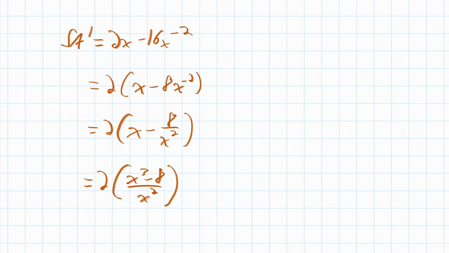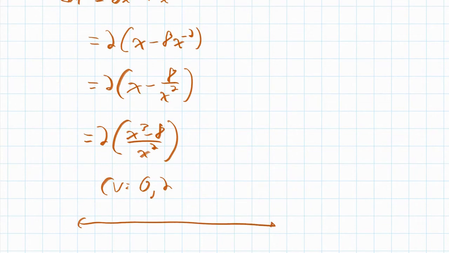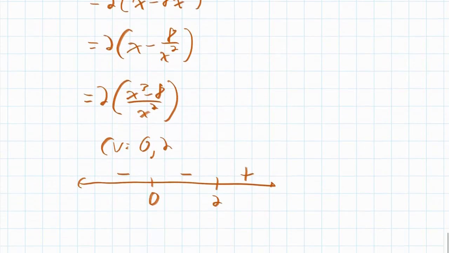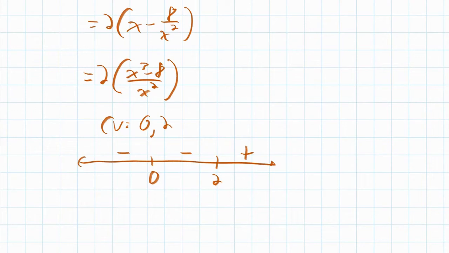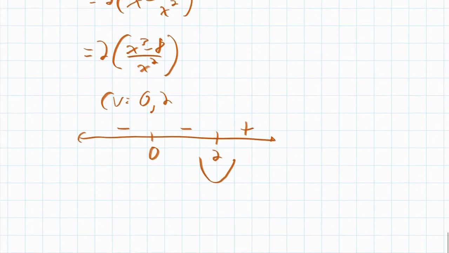So now I know that my critical values are 0 and 2, really. And let's just do a sign test on these, 0 and 2. If I plug in a super large number, I get a positive. Around 2, it's going to go negative, and then around 0, it's going to go negative again. So this is decreasing and increasing. Not the maximum, the minimum. And it wants the minimum surface area. So it wants surface area to be a minimum. The min occurs at x is equal to 2 feet.